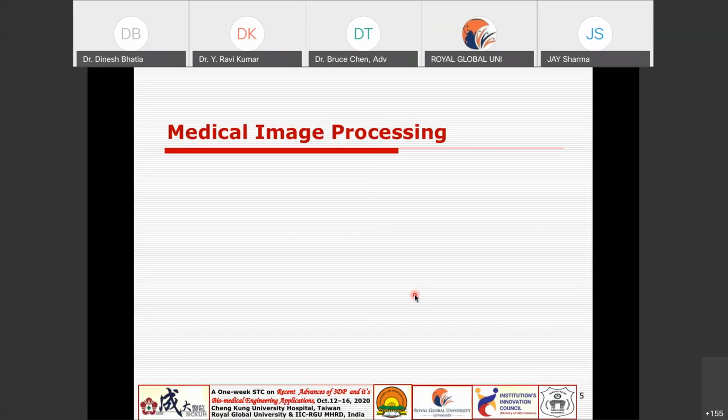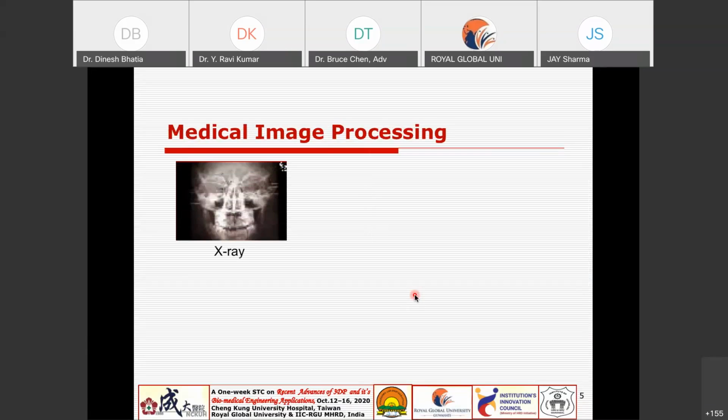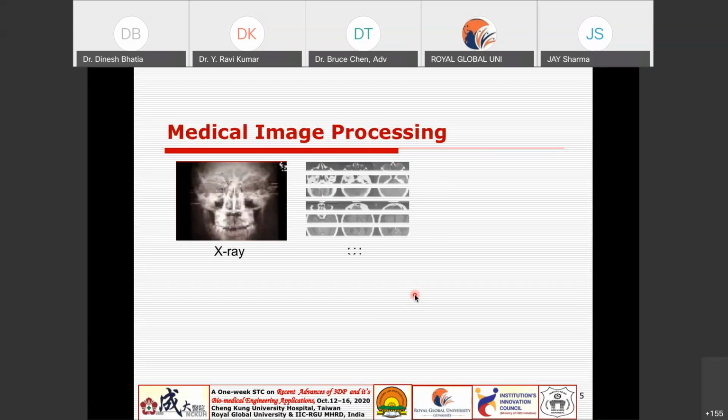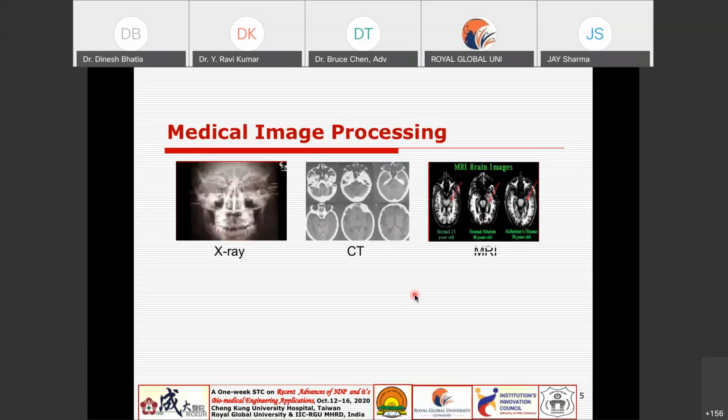With this background, let us talk about medical image processing. Nowadays medical image processing has undergone tremendous development after computers. You have CT, MRI, PET, and other endoscopic systems or angiograms; there are plenty of medical examination and diagnostic systems.